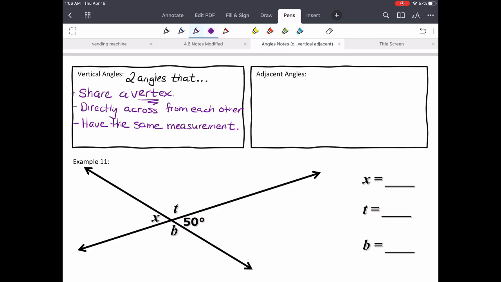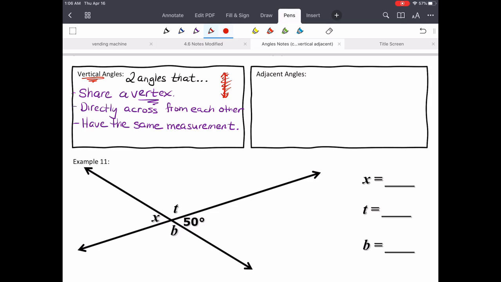And for vertical angles, I've got two angles that, all right, now there's three things. The first thing is it says it shares a vertex, and that's where vertical angles get their name. Vertical angles, I think if you know what the word vertical means, some people think, well, vertical means just up and down. But that's not what vertical angles mean. It does not have anything to do with up and down. Vertical angles have to do with the fact that they share a vertex.